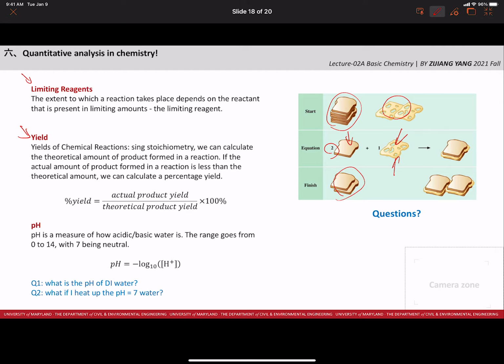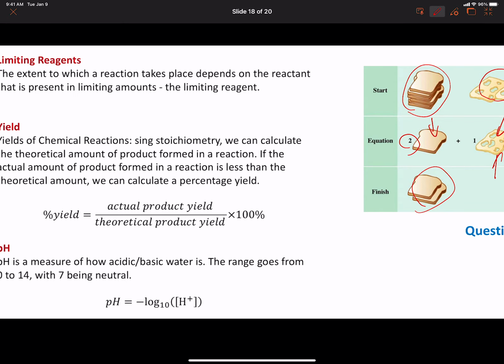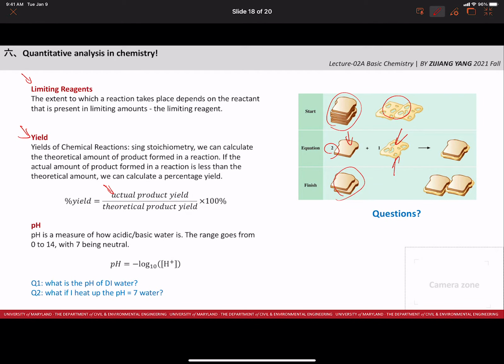And we also know the yield. So yield is defined as the actual product yield divided by the theoretical product yield. Because in reality, we cannot have all of the reactants be transferred into the product. So this is always less than or equal to one, but it cannot equal one. So this should be less than one.